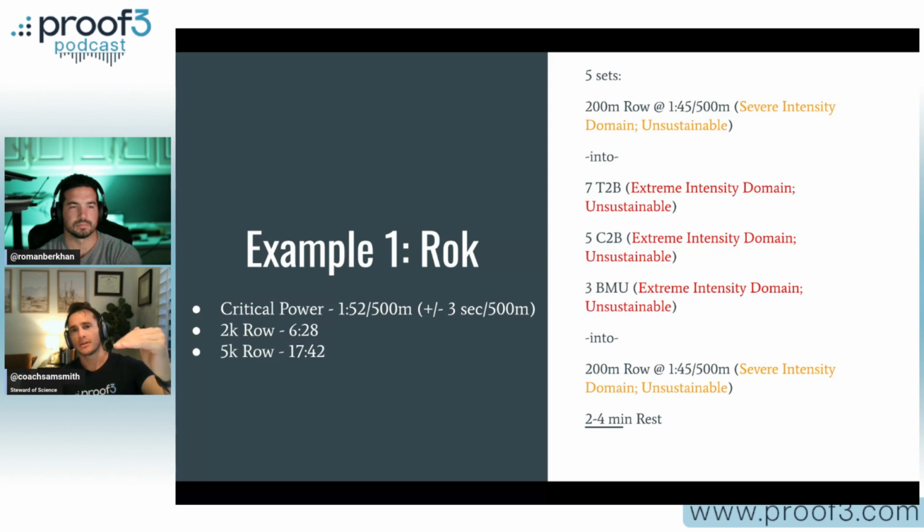So he's doing 200 meters rowing at, let's say, his 5K PR pace, which is severe intensity. It's unsustainable. Then he's going into 7 toes to bar, 5 chest to bar, 3 bar muscle ups, which are all extreme intensity domain. So unsustainable, high threshold movements. They're going to cause a lot of fatigue. It's all pulling. So he's doing 15 reps of high pulling, challenging pulling, and then he's doing 200 meters additionally of rowing at a 1:45 for 500.